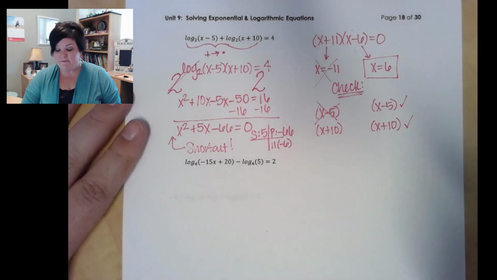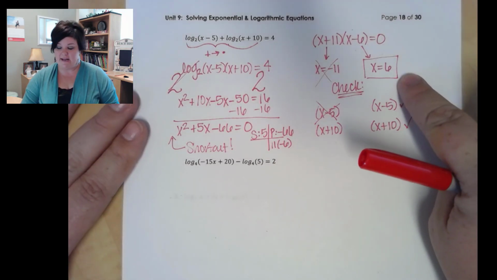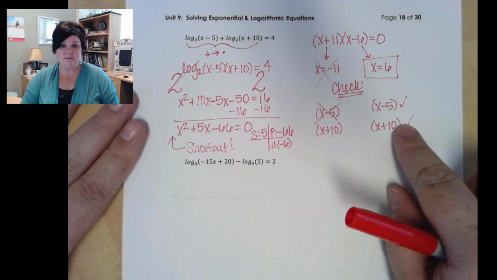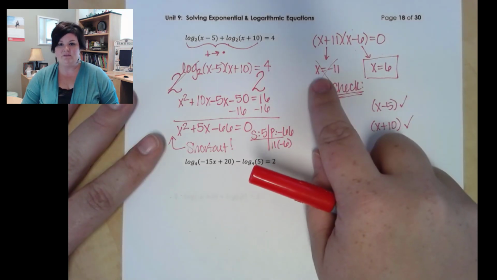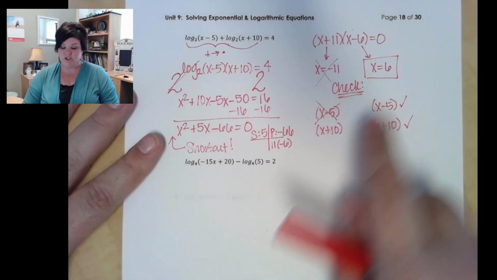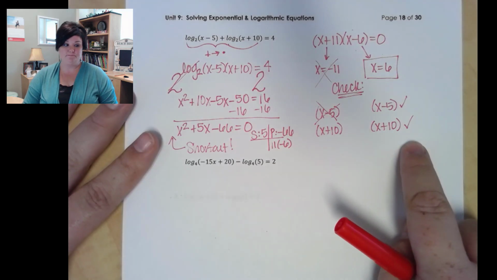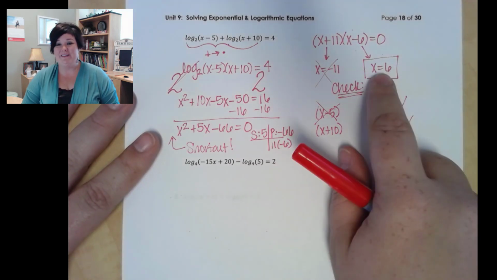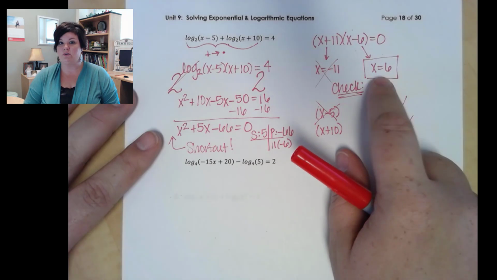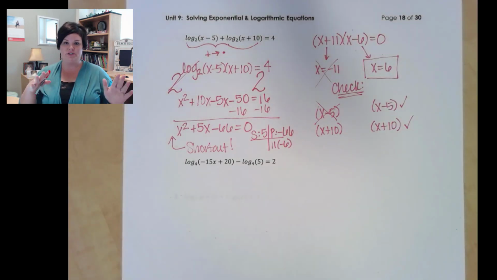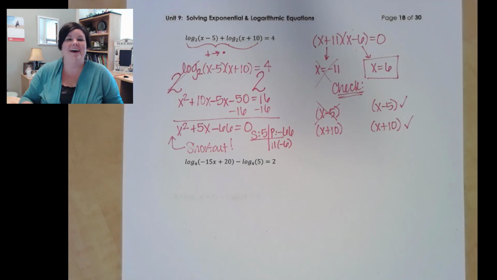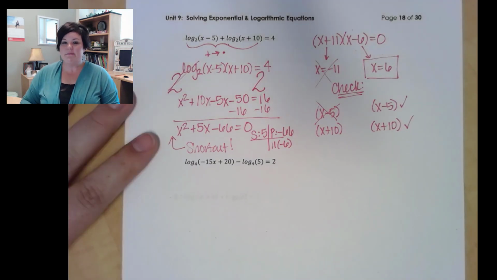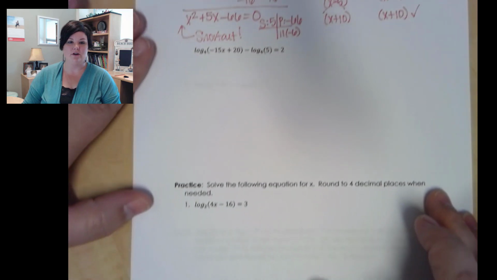Okay, now if it were not able to work, if it had given me something non-positive, and let's say negative 11 and negative 6 didn't work, then I would just write no solution. Okay, but if I have at least one that works, then I just circle it. Okay, I only write no solution if I have absolutely no solutions. Makes sense, right? All right, let me look at one more and then I will have y'all try one.